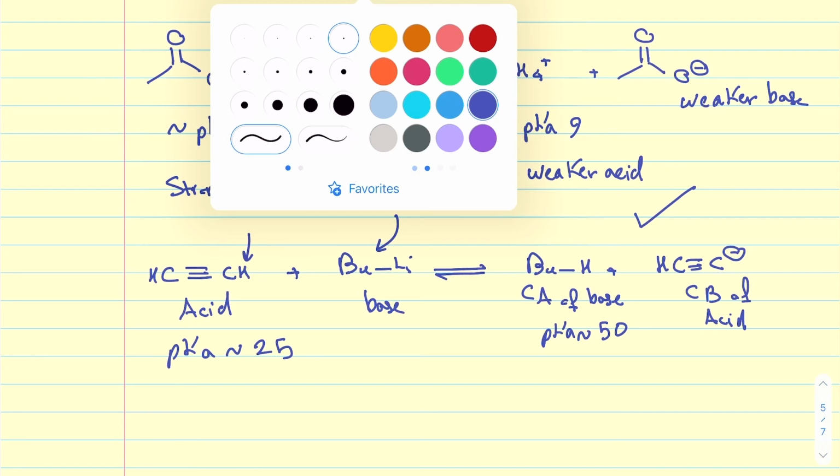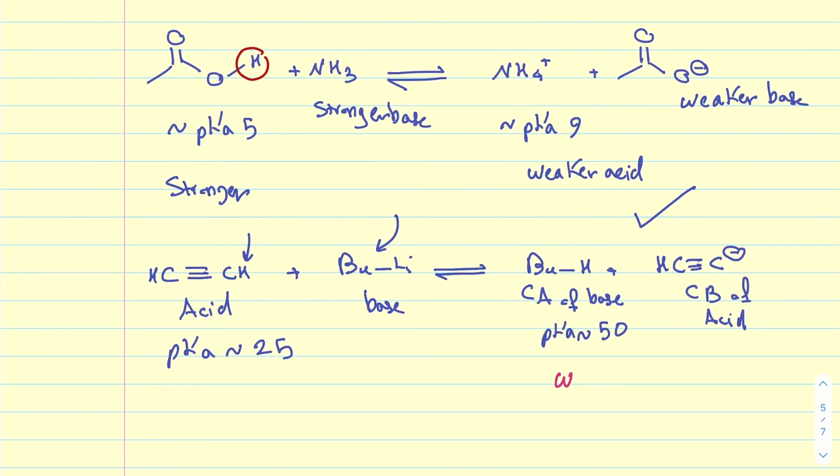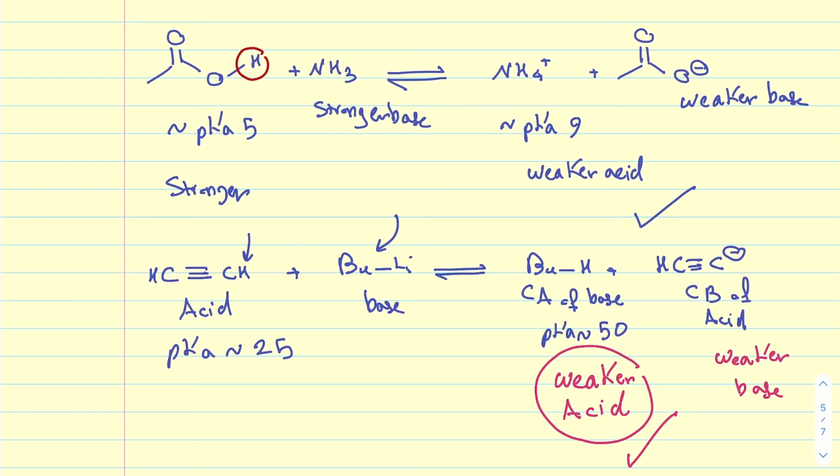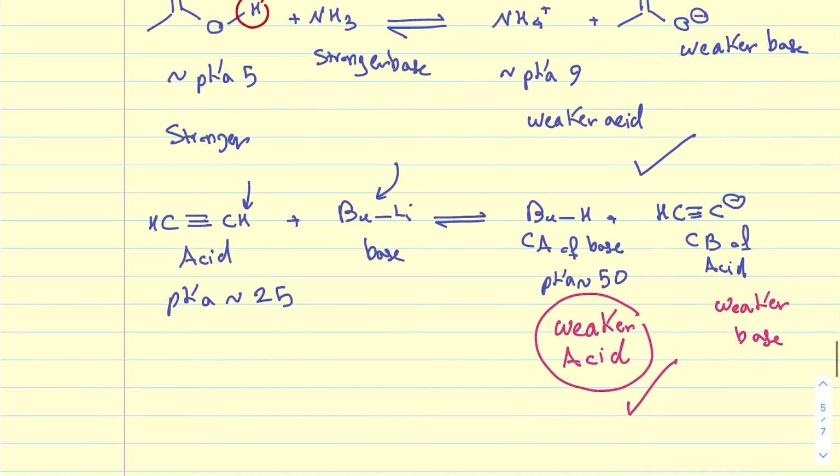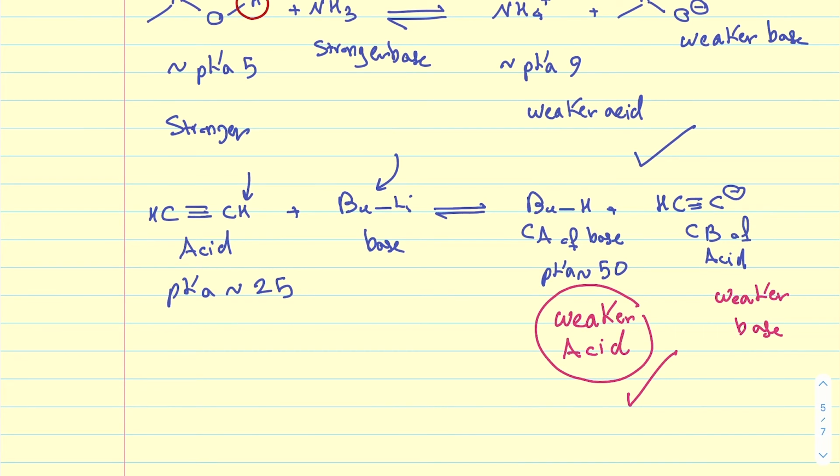So the weaker acid is actually right here, and this is the weaker base because it's the conjugate base of the stronger acid. So the weaker acid and the weaker base are on the right side of the reaction, so this reaction is going to favor this side.